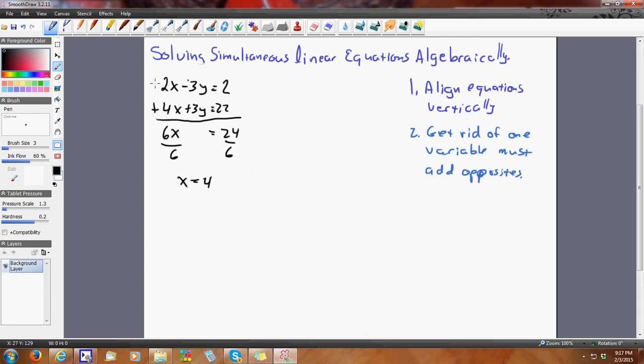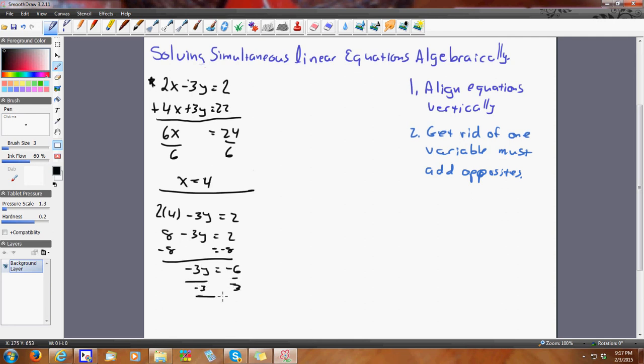Once you get x equals 4, pick an equation. I'll pick this one. And I say 2 times 4 minus 3y equals 2. I get 8 minus 3y equals 2. I subtract 8 from both sides. I get a negative 3y equals a negative 6. I divide by negative 3, and I get y equals 2. So my solution is 4, 2. And if I plug that into here, 4 times 4 plus 3 times 2, I get 16 plus 6, which is 22, which is great because that's what I wanted.